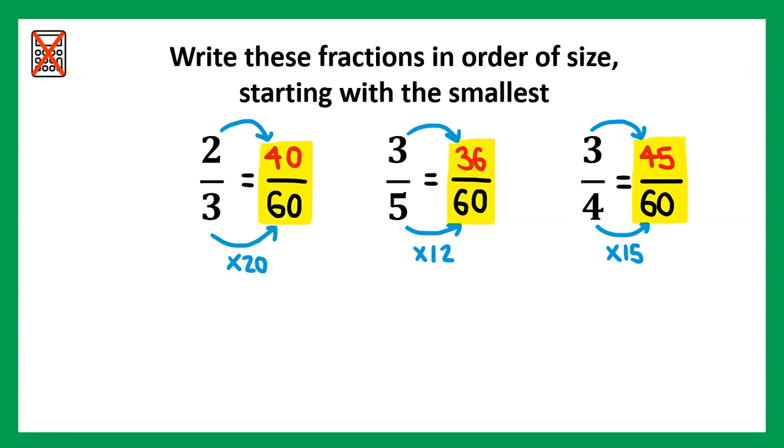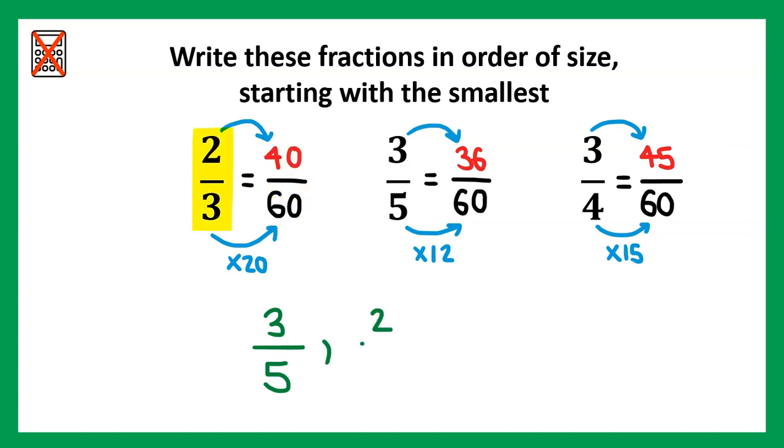Now we can see the equivalent fractions with a common denominator. We should be able to write these in order of size a lot easier. Remember, we're starting with the smallest, which would be 36 over 60. But when writing our answer, we'll make sure that we use the original fraction that was stated in the question. So the first would be 3 over 5. The next would be 40 over 60, which was originally 2/3. And the last is 45 over 60, which was originally 3/4.